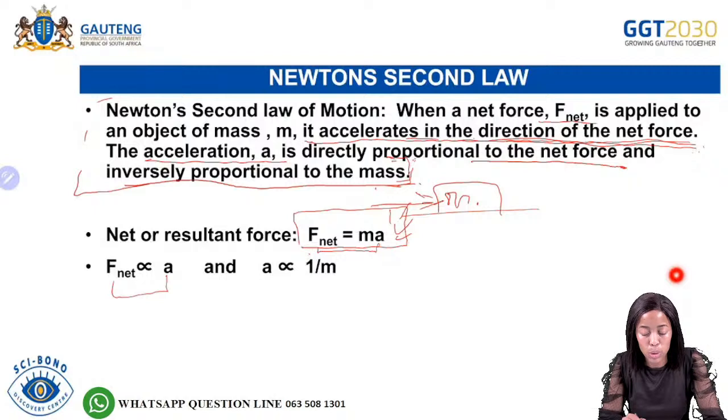acceleration is directly proportional to the net force. And then the very same acceleration is what? It's inversely proportional to the mass of the object. So it means that as the mass is increasing, the acceleration will do what? The acceleration will decrease. Okay, learners, we are going to take a 1-minute break.